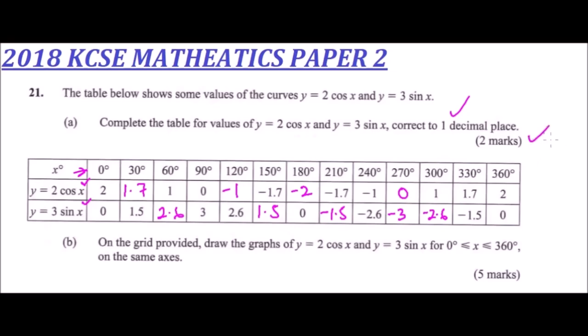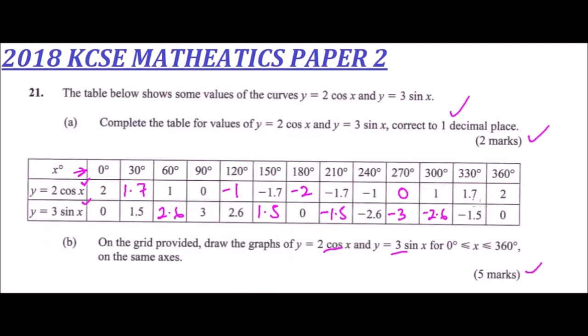We go to part B of the question. On the grid provided on your paper, there is a grid. You can use any other grid for revision, but if you have the past paper itself, you can use that grid on your paper. So on the grid, draw the graphs of y is equals to 2 cos x and y is equals to 3 sin x for the range 0 less than or equals to x less than or equals to 360 on the same axis. So if you are able to draw that, you get yourself 5 marks, which is also not very difficult.